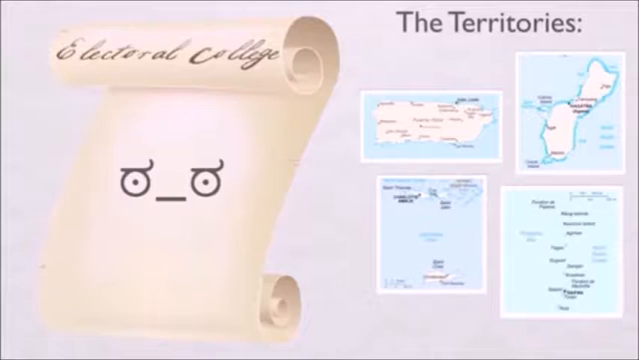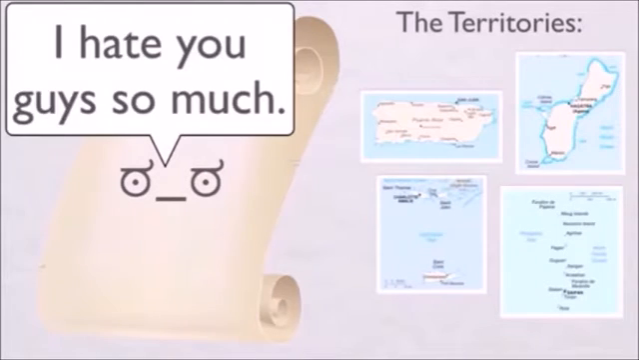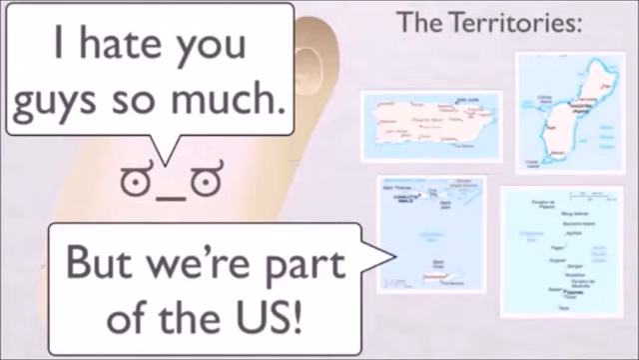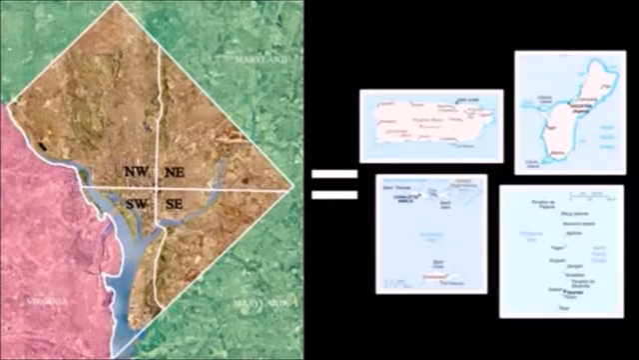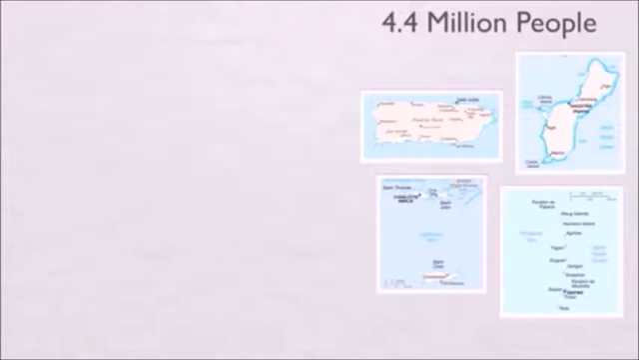The territories. The often forgotten Puerto Rico, Guam, U.S. Virgin Islands, and Northern Mariana Islands get no votes from the Electoral College because they aren't states and they don't have a special constitutional amendment to recognize them. Which is a bit odd considering they're part of the United States and everyone who lives there is a citizen, so for most practical purposes they're just like D.C., and 4.4 million people live in the territories.